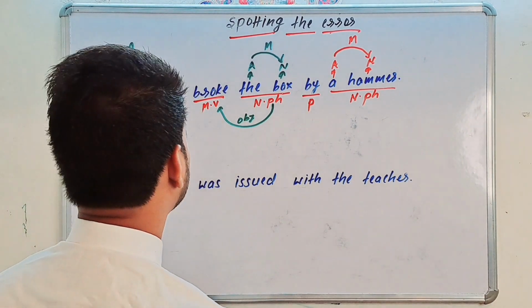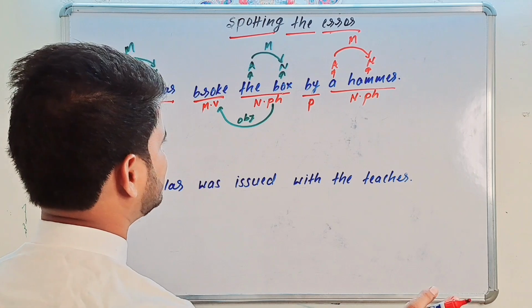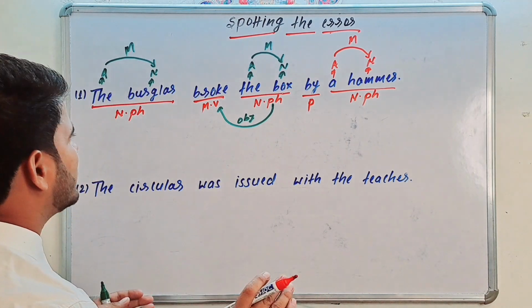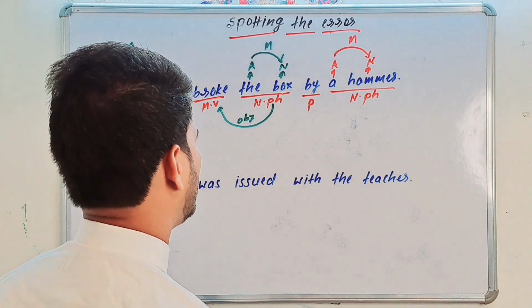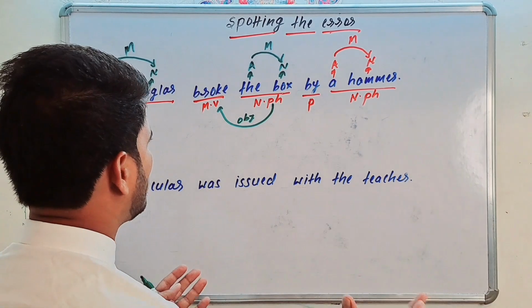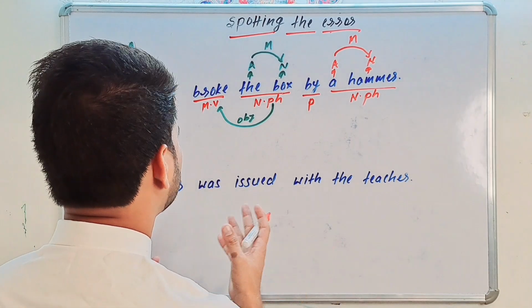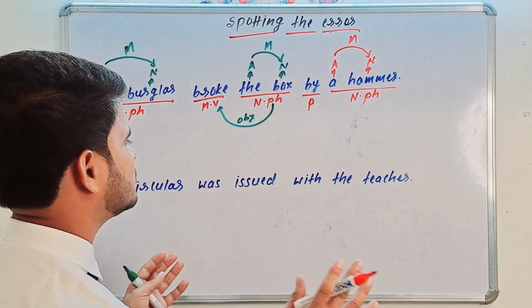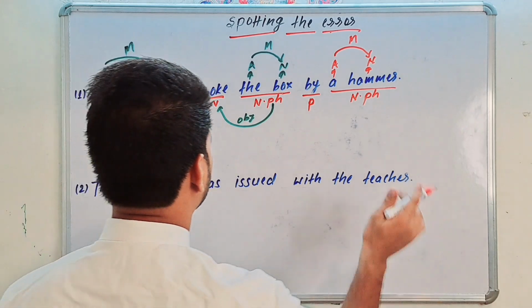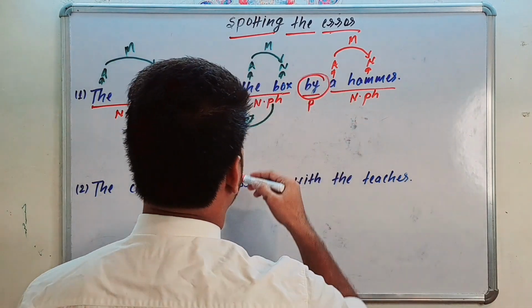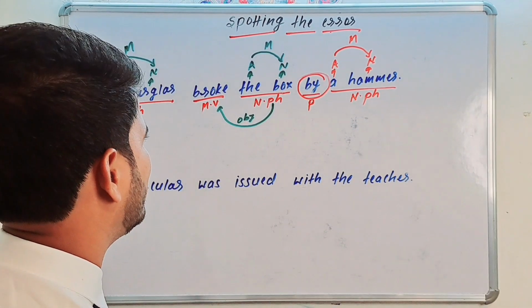I have discussed that at the start, spotting the error part. The burglar broke the box by a hammer. This is your sentence, and I'm going to spot the error part. I spotted the error part. This is the error part. How is this the error part?